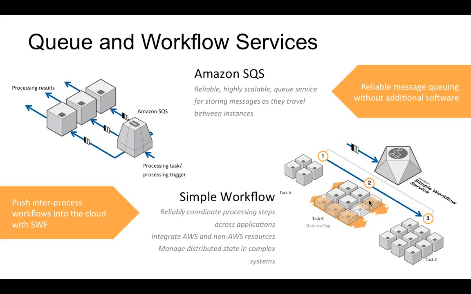So take a look at Simple Workflow Service if you need to have decision trees in your execution flow. Use SQS for simple queuing and buffering between two components where you know that A needs to talk to B. You know the execution logic. If you have decision trees, take a look at Simple Workflow Service.